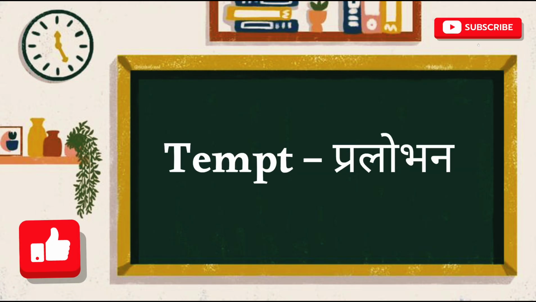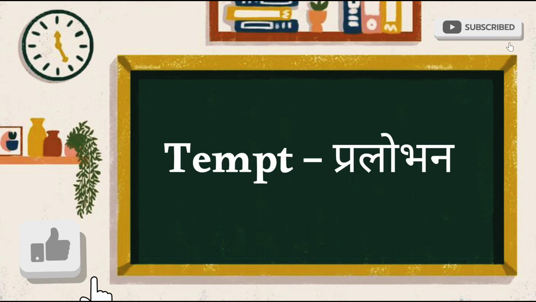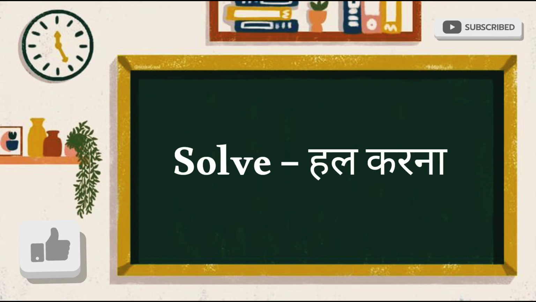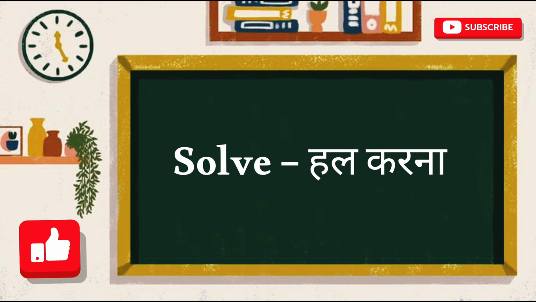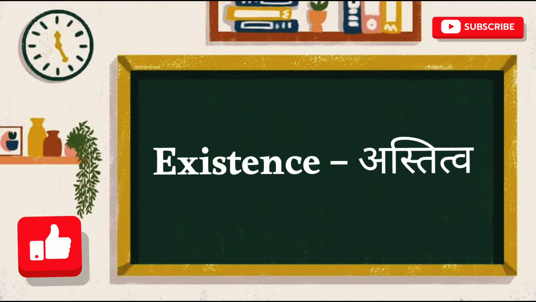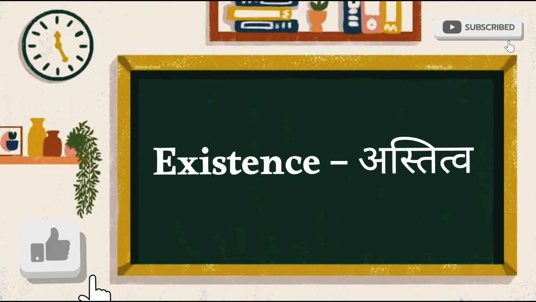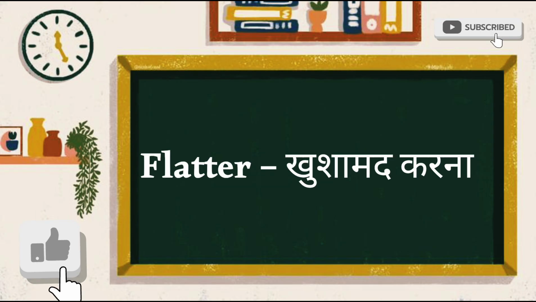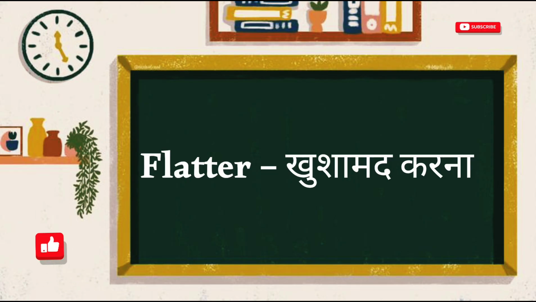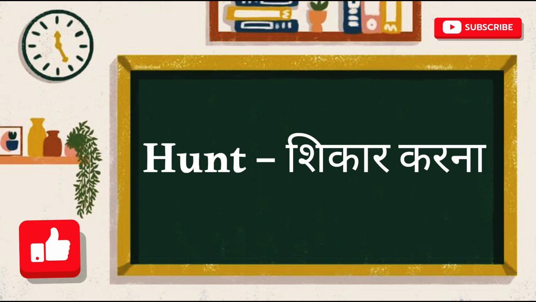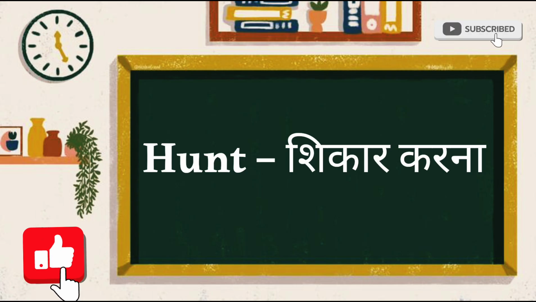The next word is tempt. It means प्रलोभन. The next word is solve. It means हल करना. The next word is existence. It means अस्तित्व. The next word is flatter. It means खुशामद करना. The next word is hunt. It means शिकार करना.